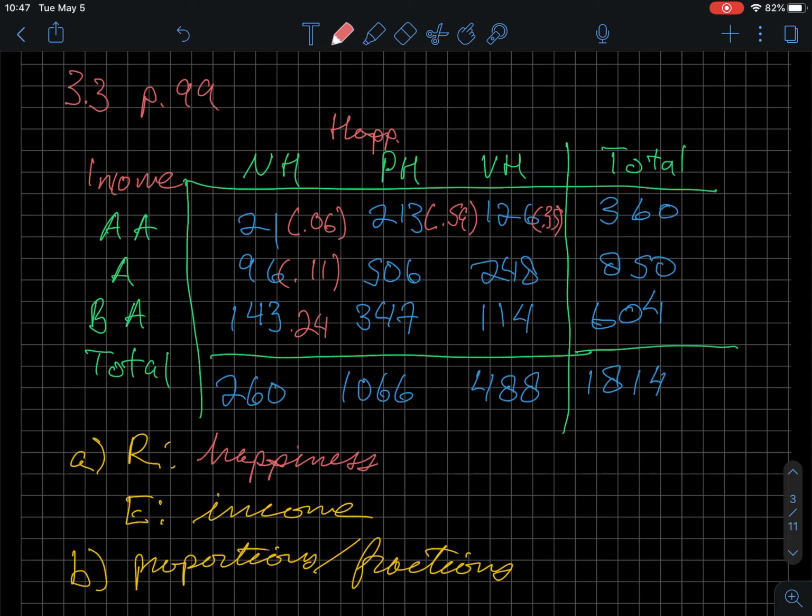It's 0.24. Again, so this is 143 divided by 604. This is 96 divided by 850. This is 0.60. This is going to be 0.57. So this is again 506 divided by 850, 347 divided by 604, 248. This is 0.29. And this is going to be 0.19.